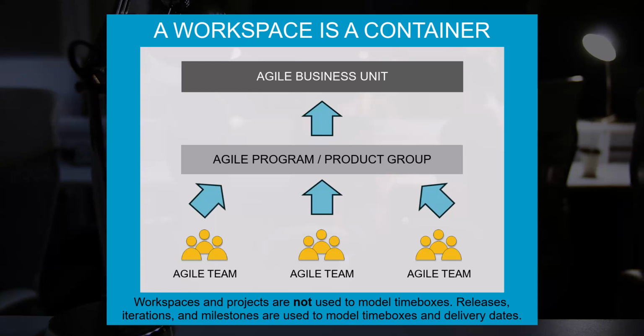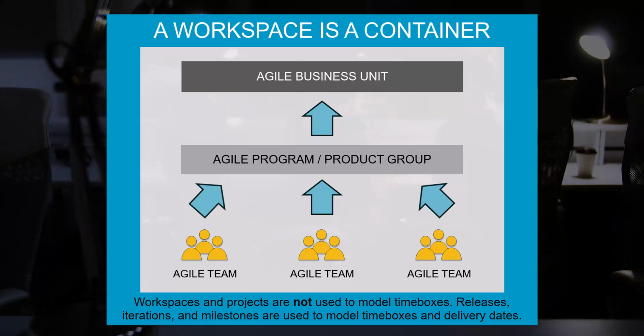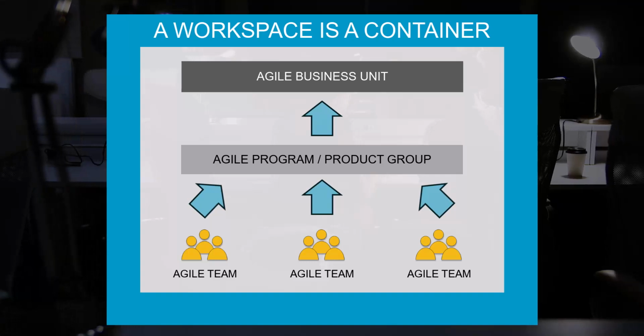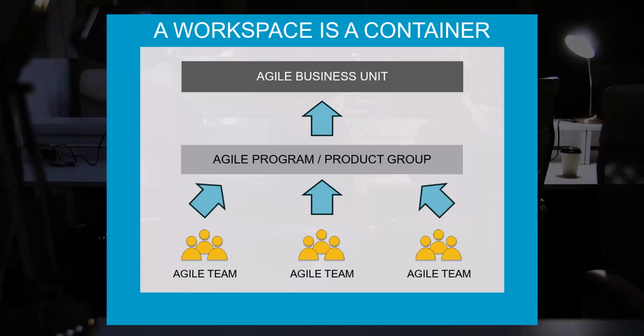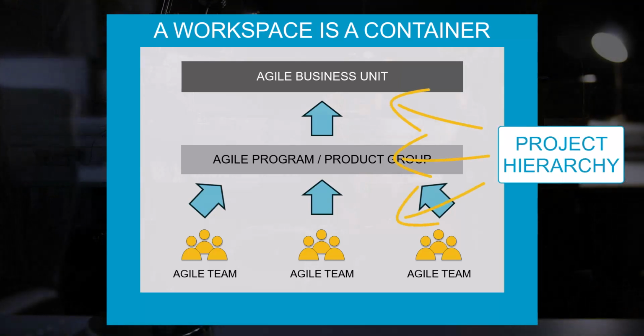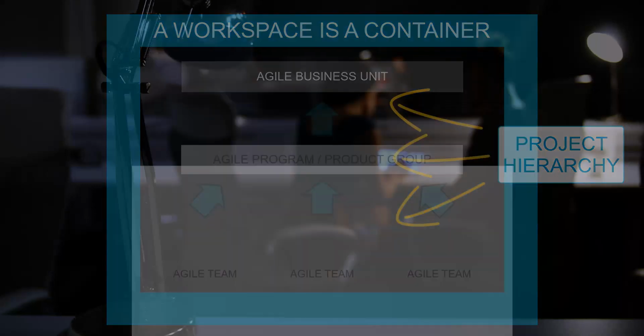Releases, iterations, and milestones are used to model time boxes and delivery dates. A workspace is the organization's space, which holds one or more smaller containers for teams. Projects are teams of individuals arranged in a hierarchical structure.